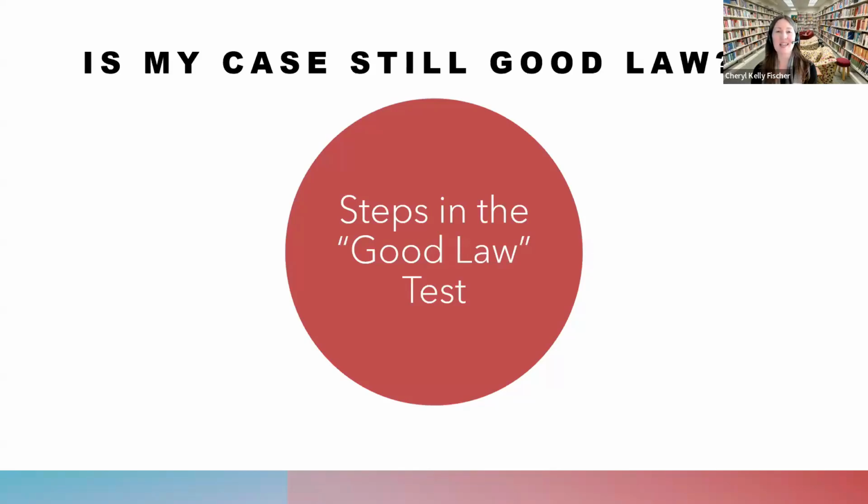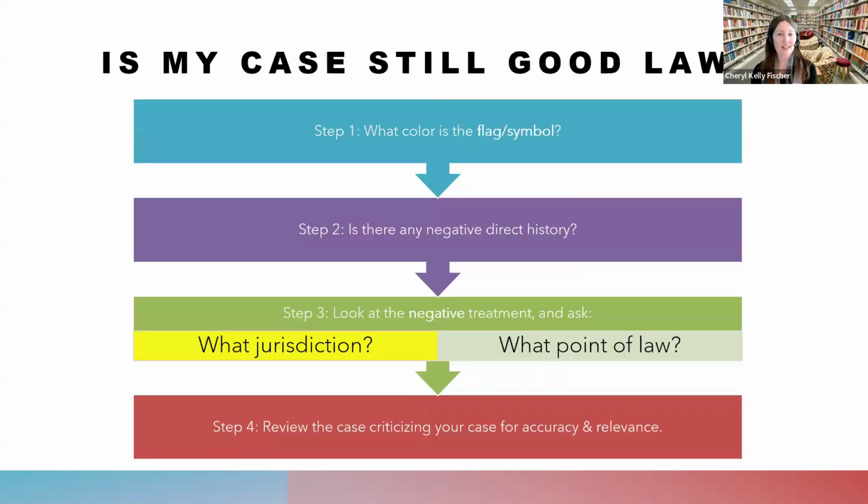Let's go through the steps you'll take to determine whether your case is still good law. There are several steps to the good law test. I know there are always so many steps in legal research, but step one is: what color is the flag or the symbol? If it's neutral or positive or no symbol at all, then your good law test is complete. But if the symbol indicates some negative treatment, you will need to investigate.